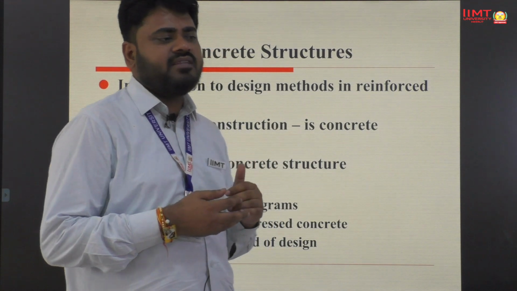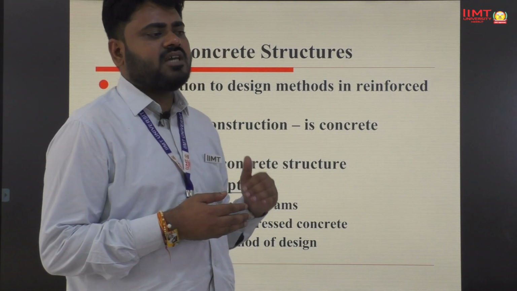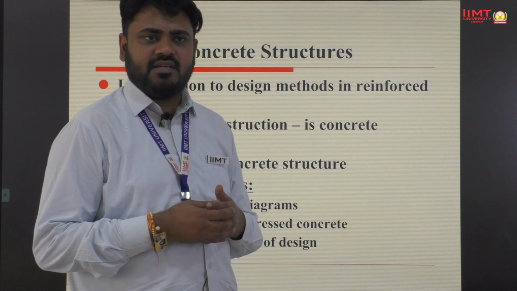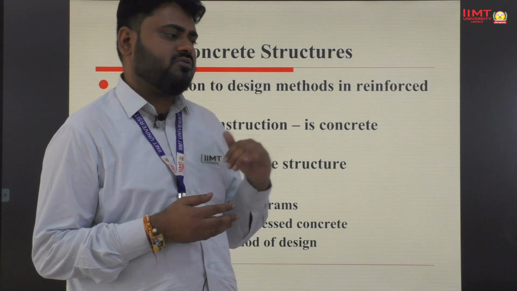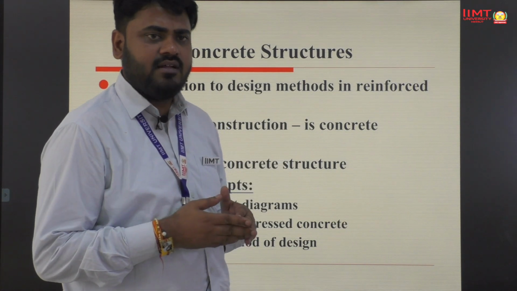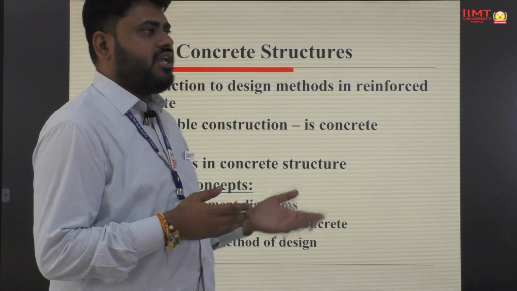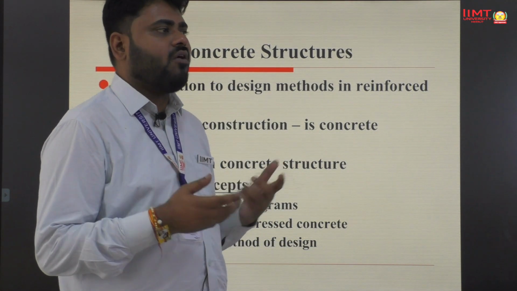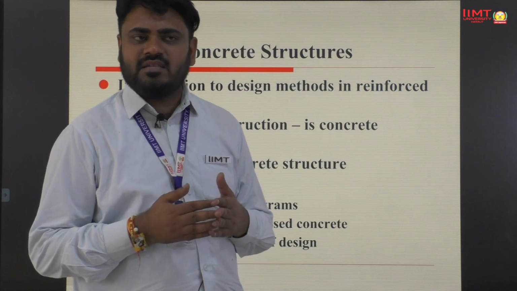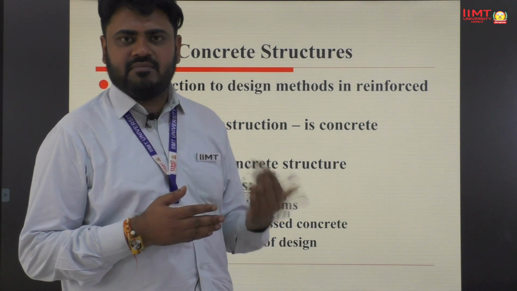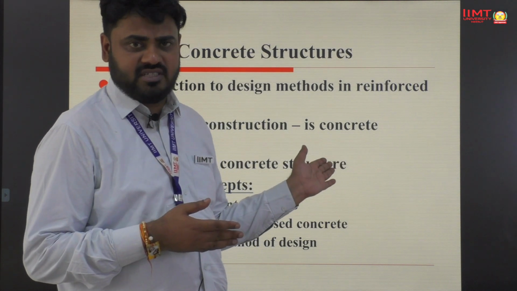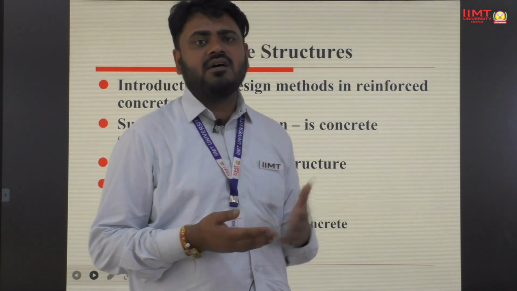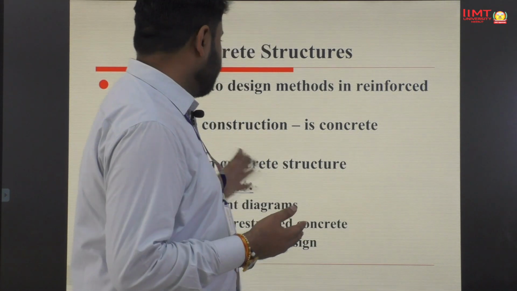TMT means thermomechanically treated bars, which have different parameters that we consider in Newton per square meter. If the reinforcement has a tensile strength of about 550 Newton per mm square, then we say it's a cold twisted bar or TMT bar, and HYSD bars are like 450 plus in strength.